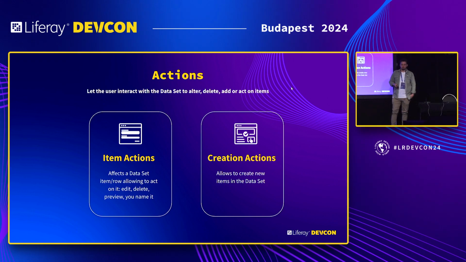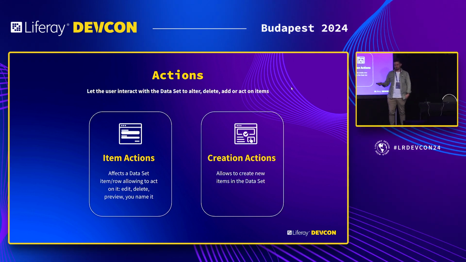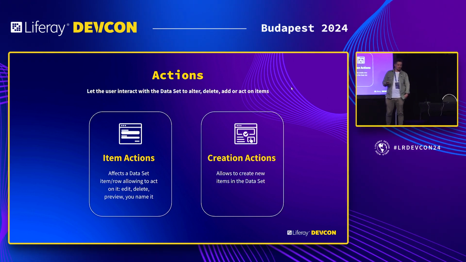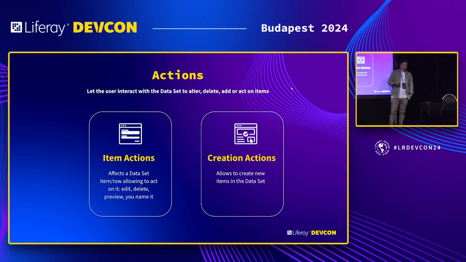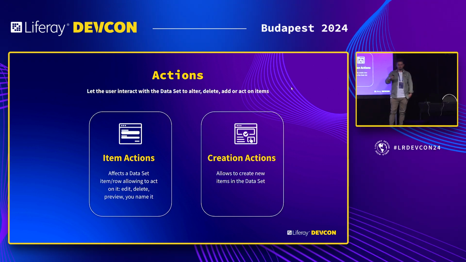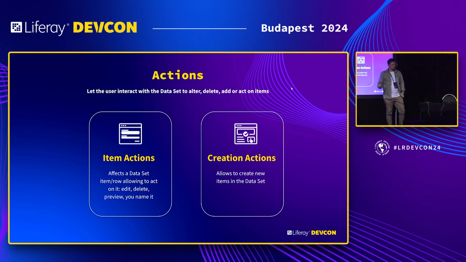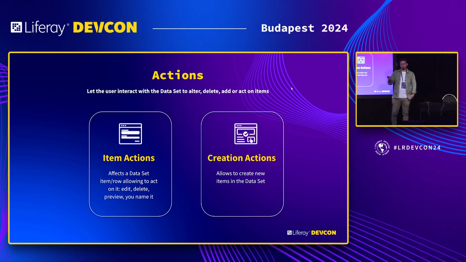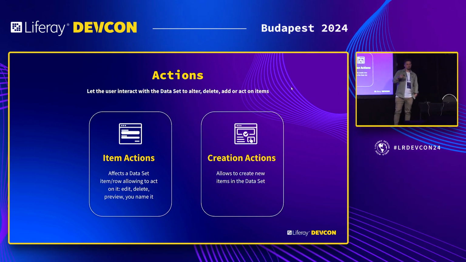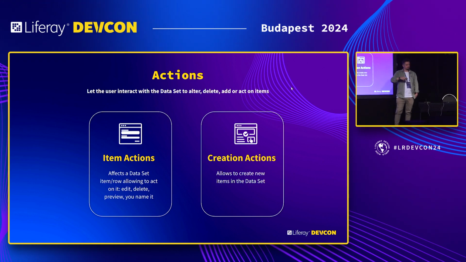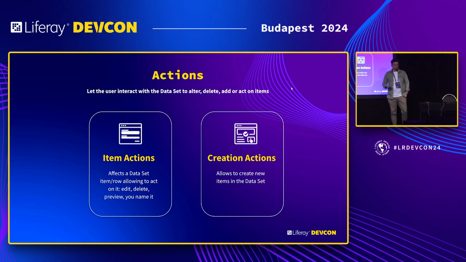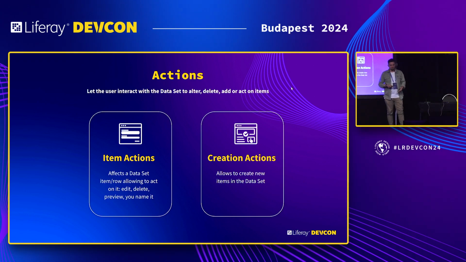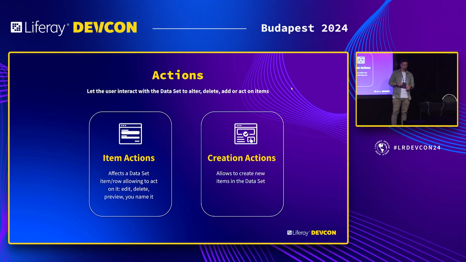So another update is actions. We have 2 types of actions for now. The item actions allow you to play with each row, which is a rider. You could be doing actions like edit rider, delete it, preview it. Anything that you can build in Liferay that has a URL can be linked from the dataset. So an action can get you there. And then the creation actions are for creating new riders, new items in the dataset.